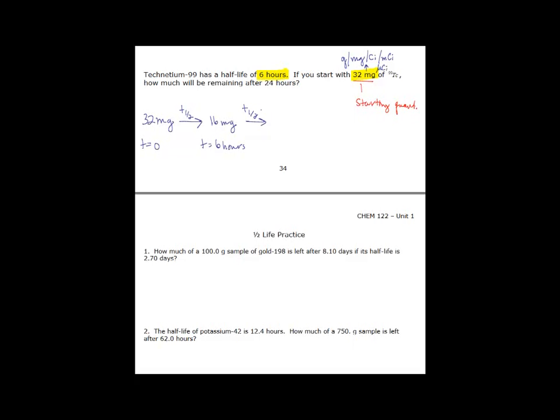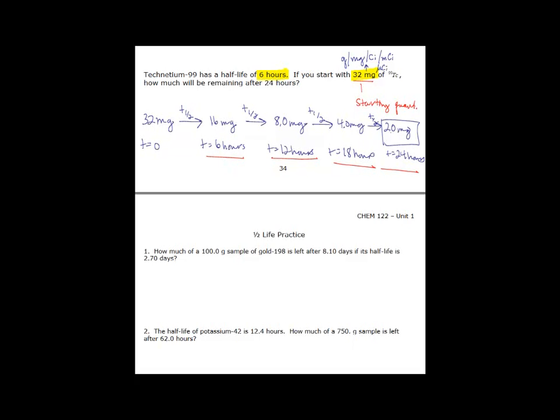So we're not quite to 24 hours. We need to keep going. So I'll get another half-life, 8 milligrams remains, and that's 12 hours. Another half-life, 4 milligrams, and that's 18 hours. So we need to go through one more to get to our final answer, 2 milligrams. So there you go. Your answer is 2 milligrams.